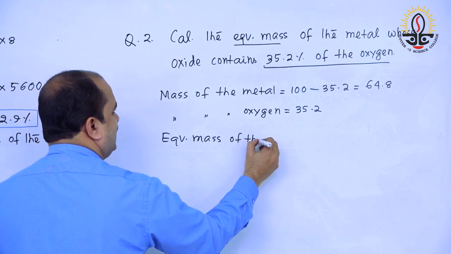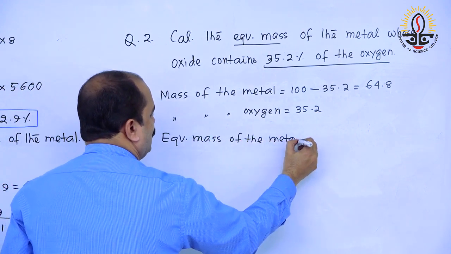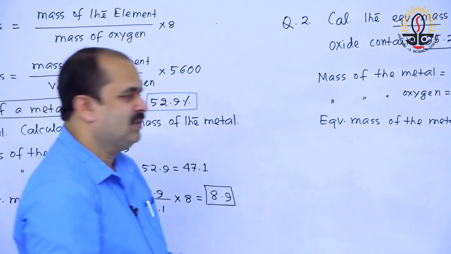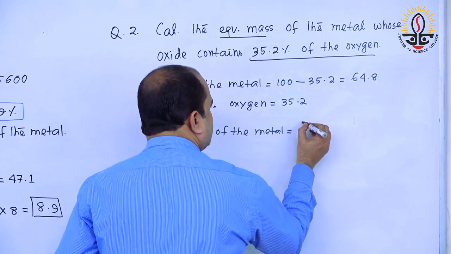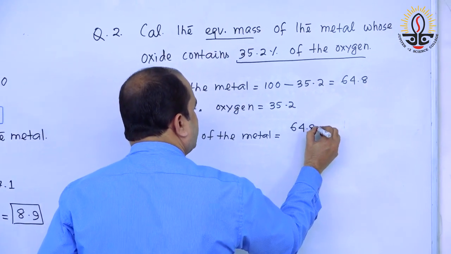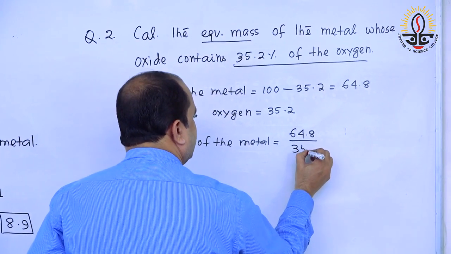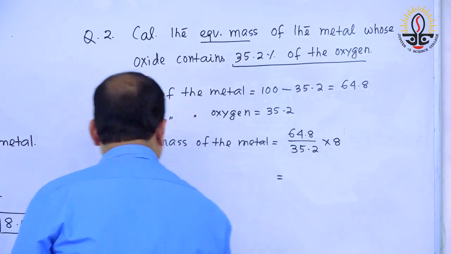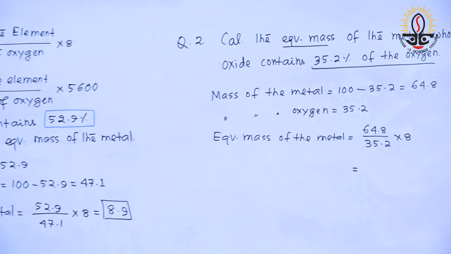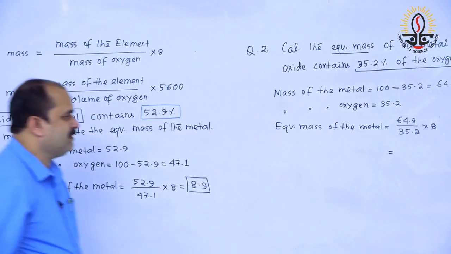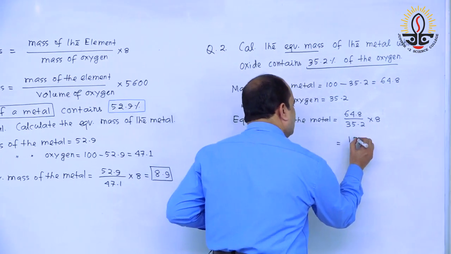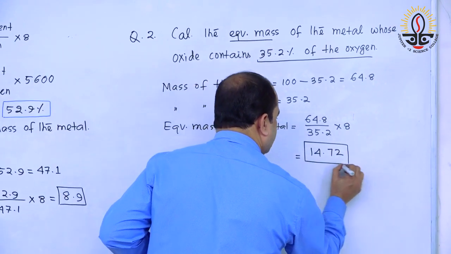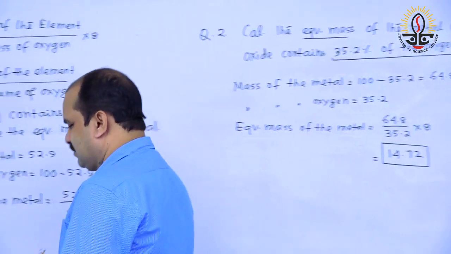So we have to find out the equivalent mass of the metal with respect to oxygen. That is equal to mass of the metal 64.8 divided by 35.2 into 8, and the equivalent mass of the metal will be 14.72. 14.72 is the equivalent mass of the metal. Next we will discuss question number 3.